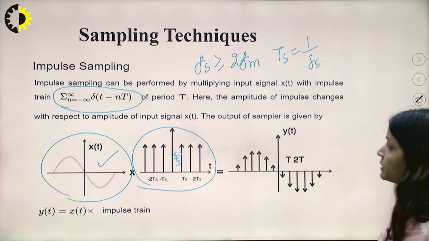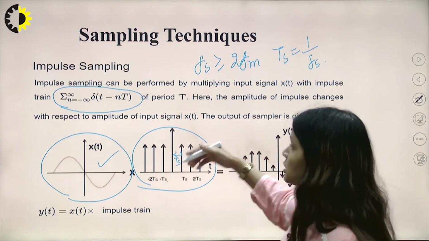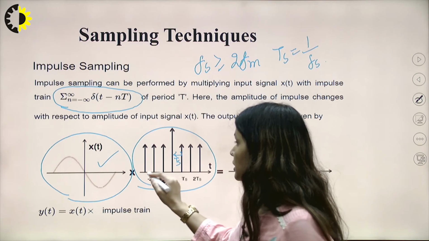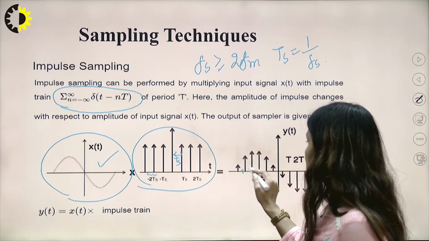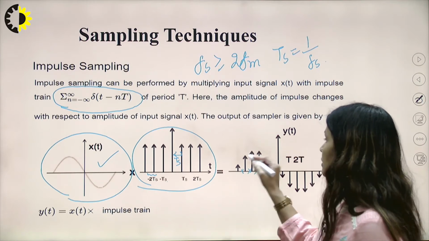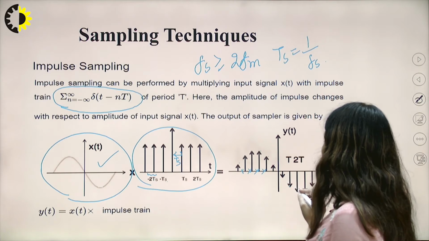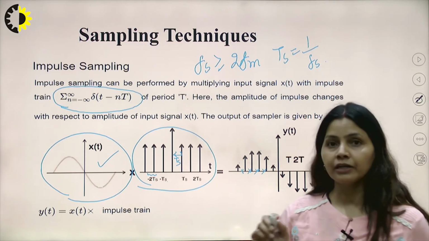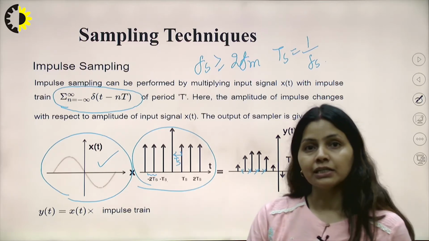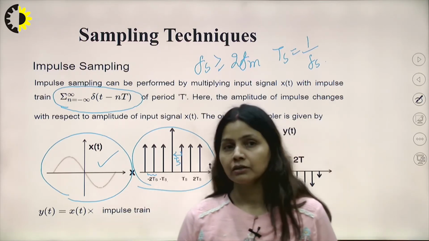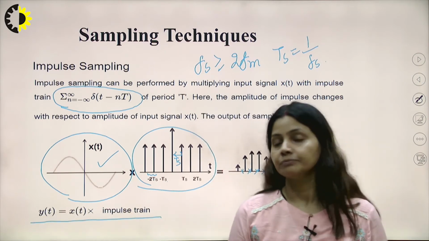So the amplitude of the signal changes with respect to the amplitude of the signal. Since the value is 0 elsewhere, we are not getting any values there, but only at these points because we are getting impulses at regular intervals. As we are multiplying my original signal by the impulse train, I can write y(t) equal to x(t) into the impulse train.